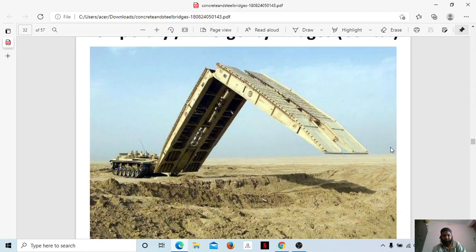Temporary bridges are erected here as per the need. Once the need is over, they can be moved away. You see, it is fixed to a tank, and there a temporary bridge is being laid.